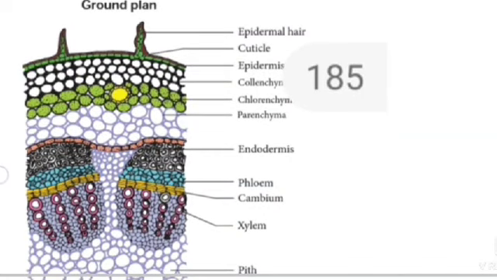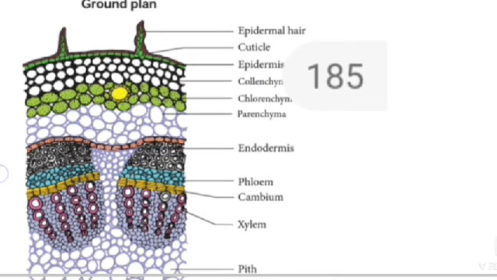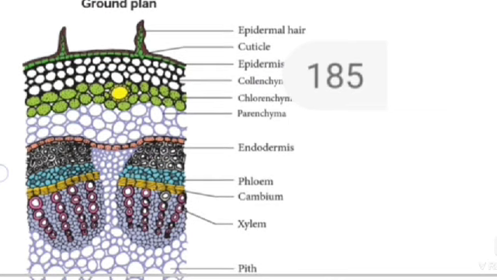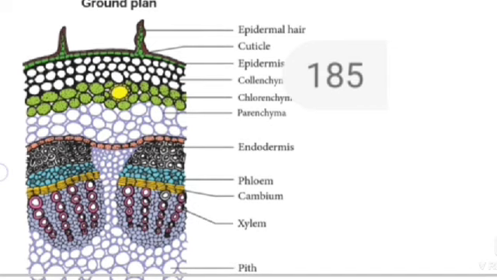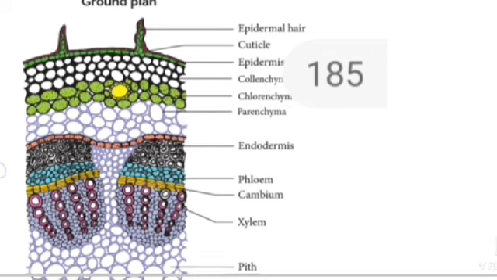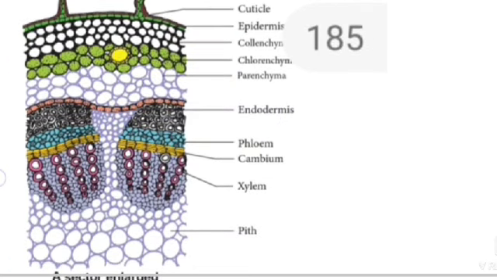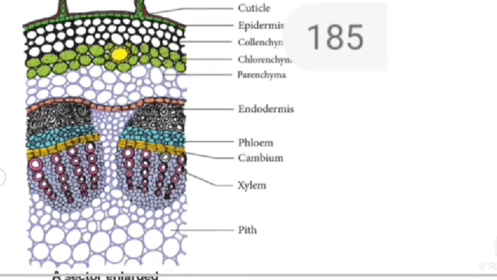The epidermis is presented, followed by the cortex region. The collenchyma cells are presented, 3 or 4 layers of collenchyma cells, followed by 2 or 3 layers of chlorenchyma cells, followed by 3 or 4 layers of parenchyma cells, followed by endodermis. Endodermis, the inner layer, is the pericycle. The vascular bundle is presented.